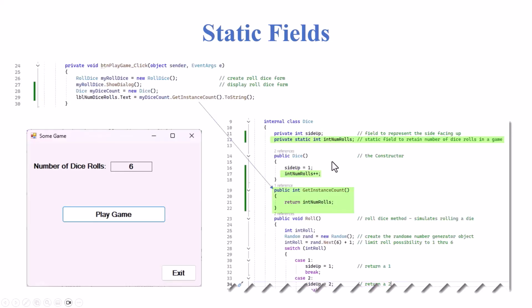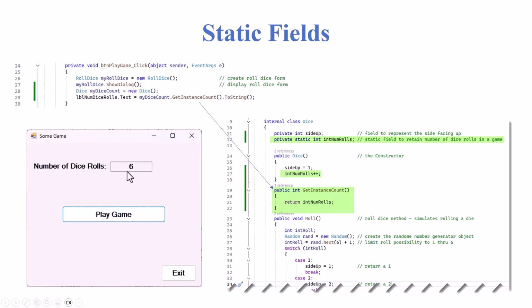And it looks something like this. We're going to create something called the number of rolls. So we're adding a static integer called int number of rolls in here. It's going to belong to the class Dice, and every time this Dice class is instantiated, this int number of rolls is going to increment. We do that right here with int number of rolls plus plus. We're also going to create a getInstanceCount method to return int number of rolls, so we can bring it on the screen at any time.